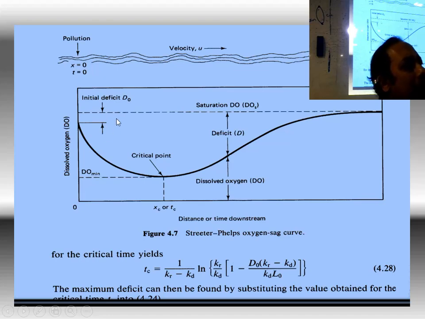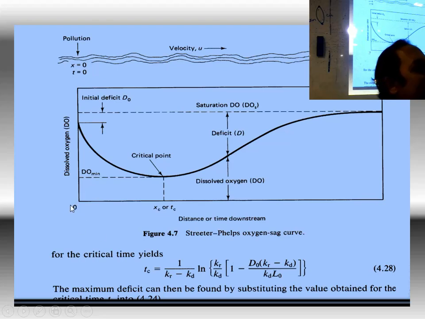At the beginning also there is some deficit. That is called D0, initial deficit. Just at the beginning, the deficit there is called initial deficit. That is D0. And other time, the deficit, D. So, this value is called critical oxygen value. TC, critical time. XC, critical distance.